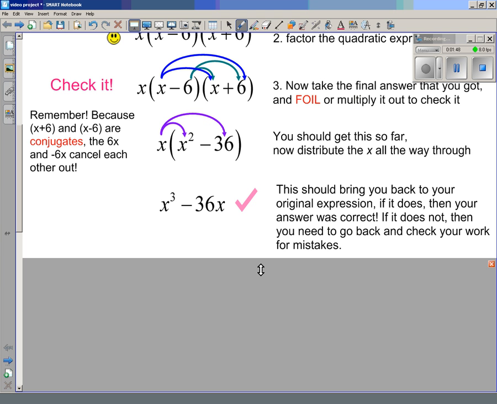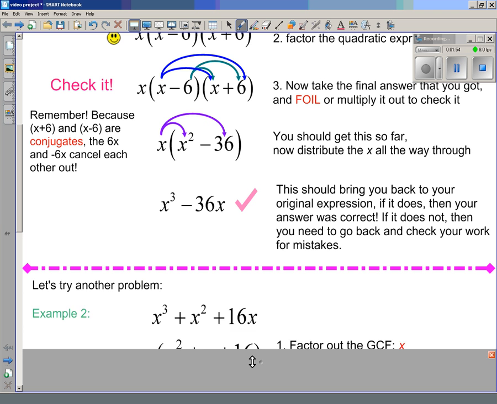If you did not get the same as your original expression, then you have to figure out where you went wrong, because it should work every time.